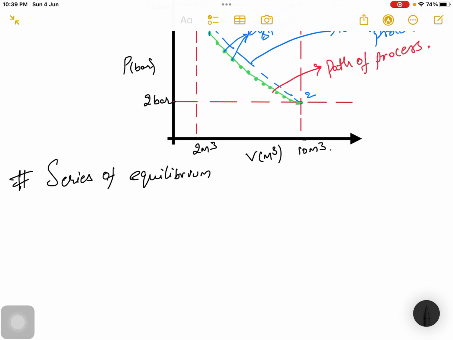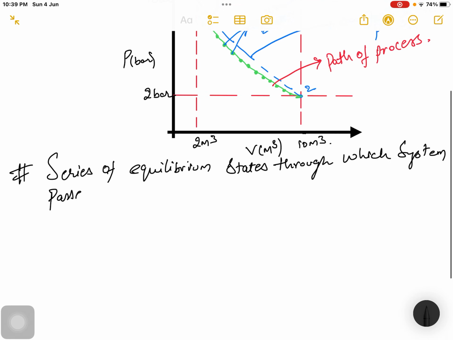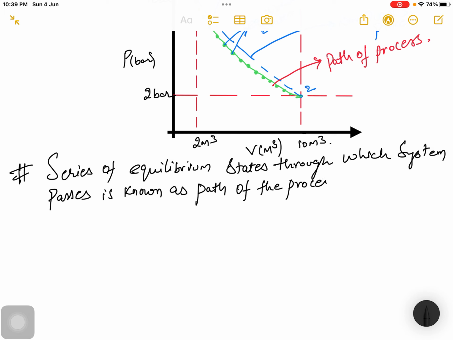Series of equilibrium states through which a system passes is known as the path of the process.